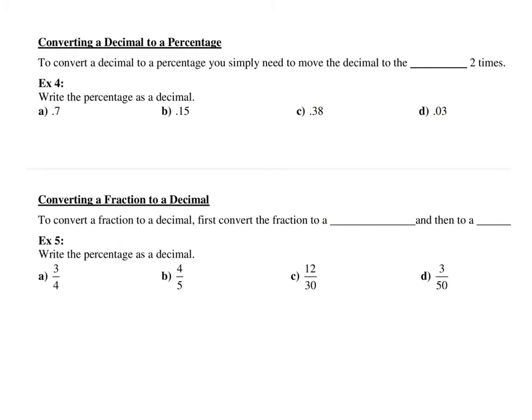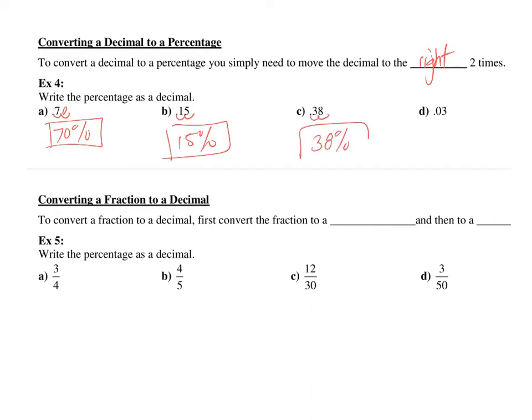All right, converting a decimal to a percentage. To convert a decimal to a percentage, you simply need to move the decimal to the right 2 times. So here we have to the right 1, 2. In the gap you fill 0. So it's going to be 70%. Next one, 1, 2, it's going to be 15%. Next one, 1, 2, it's going to be 38%. And then 1, 2, it's going to be 3%.